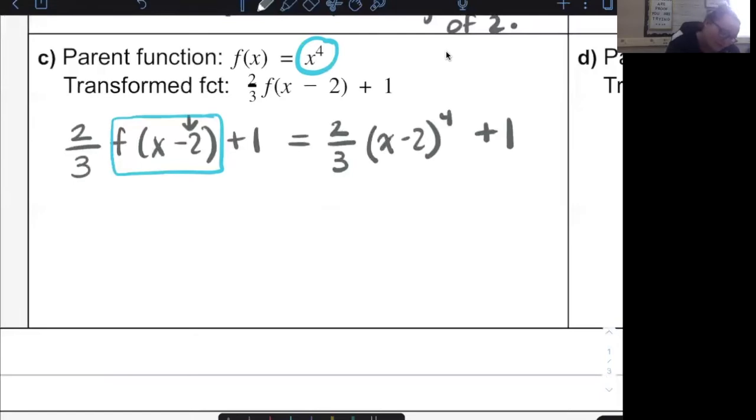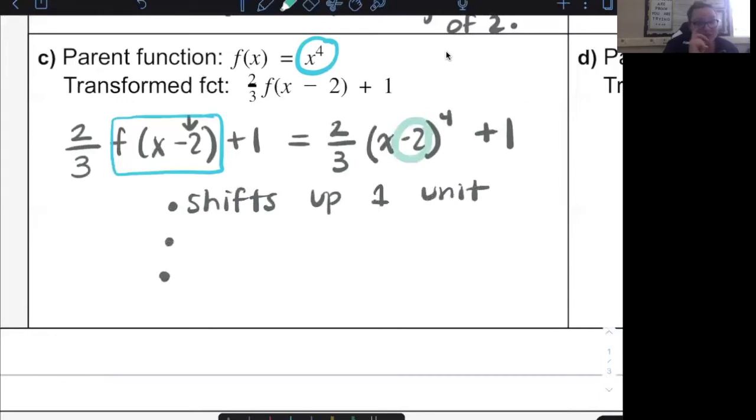And then plus 1. So what transformations occurred here? Well, the plus 1, I'm adding 1 to the entire function. That shifts the function up 1 unit. I'm subtracting 2 only from the x, directly from the x. That shifts the graph to the right 2.